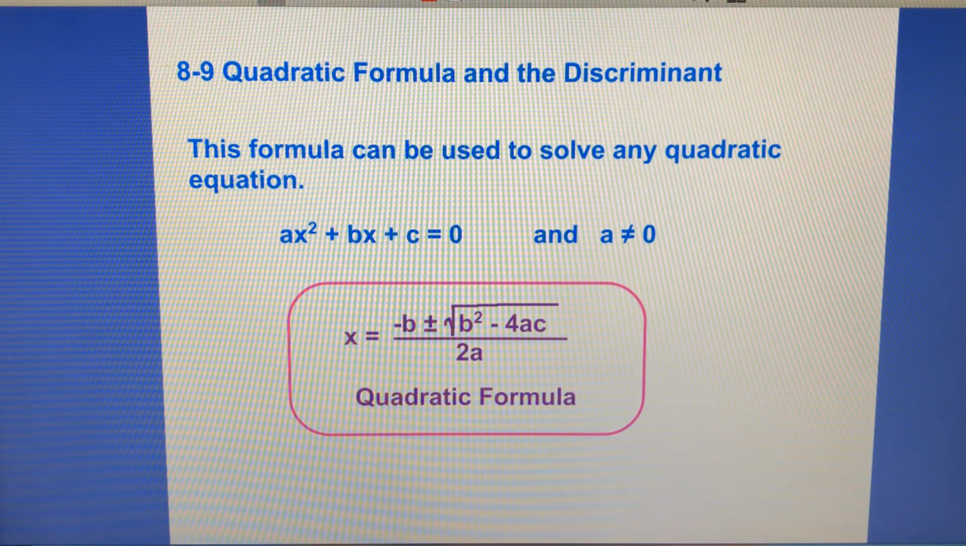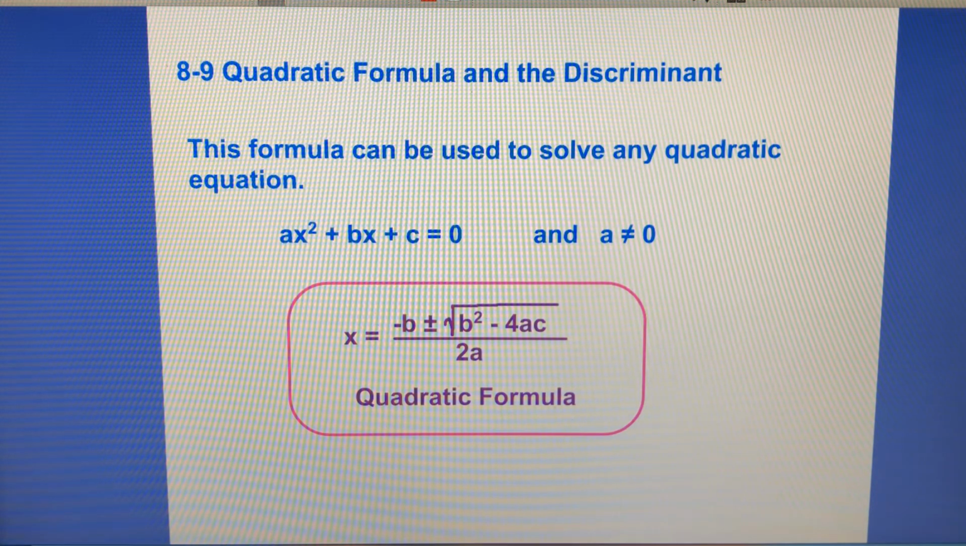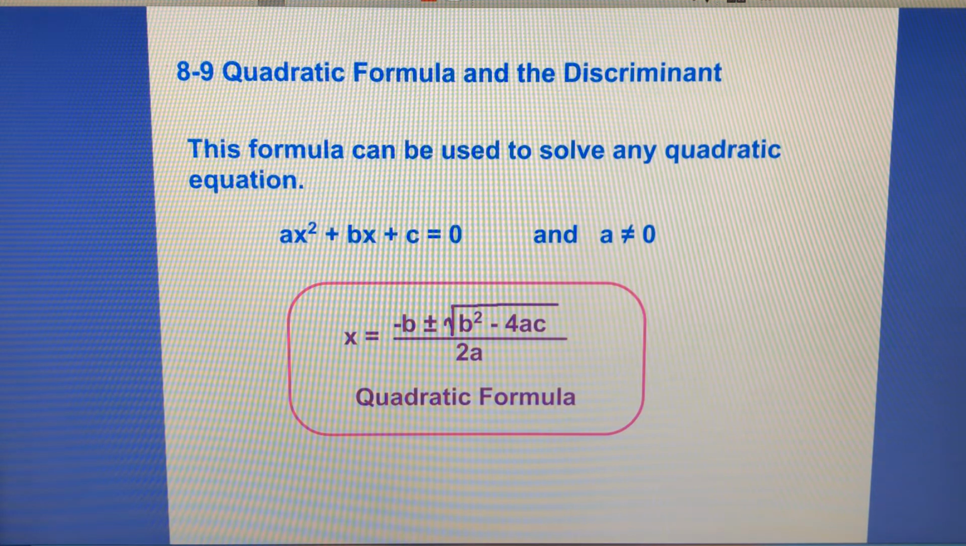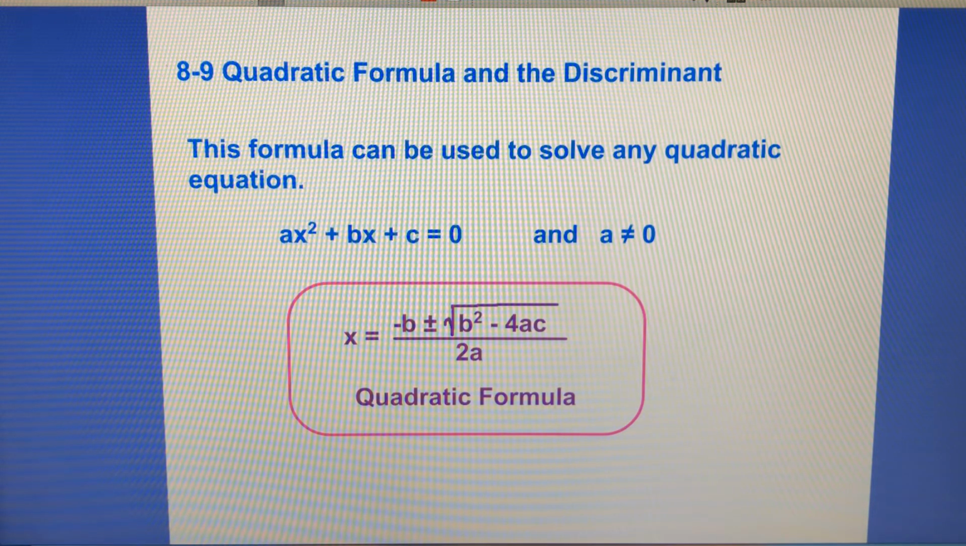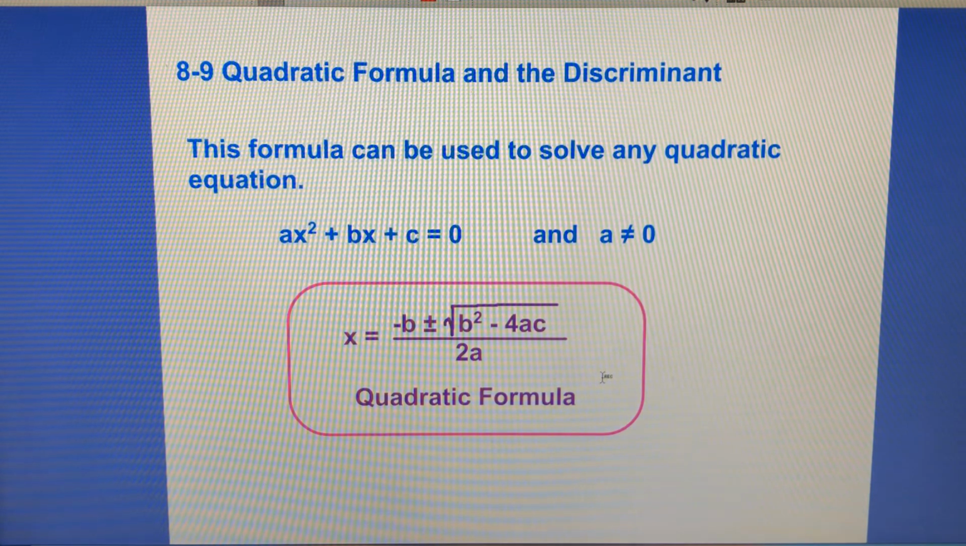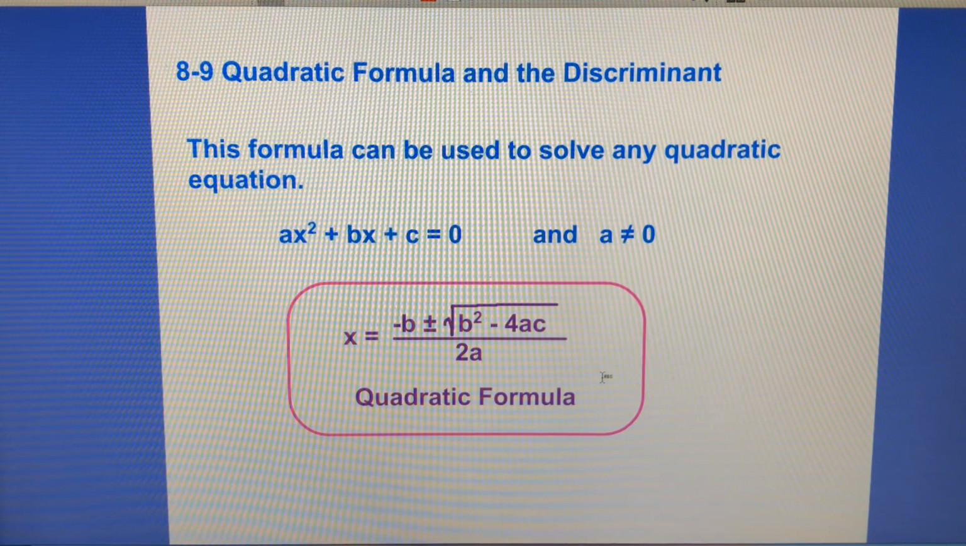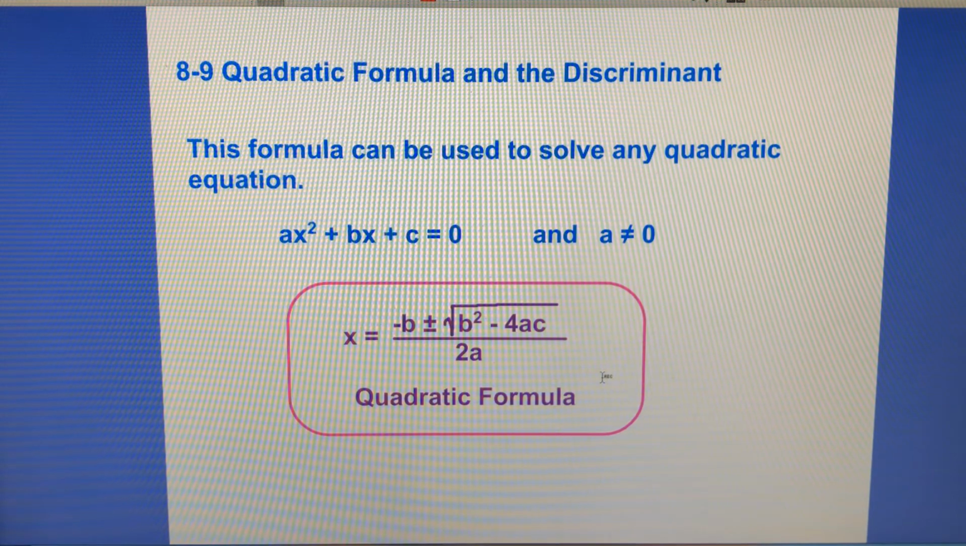ax squared plus bx plus c equals 0, and a cannot equal 0. That's a quadratic formula. How do you solve it? With this shortcut. X equals, can you imagine there was a shortcut? X equals negative b plus or minus the square root of b squared minus 4ac, all divided by 2a.